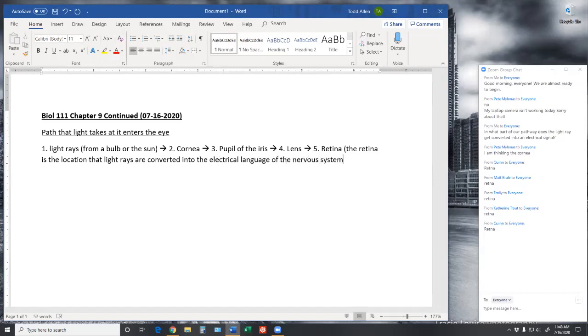Okay, so I know that's a lot of words, but it's important to have this down in your notes. The retina is the location that light rays are converted into the electrical language of the nervous system. Okay. All right. So once we're at the retina, the electrical signals will be created.